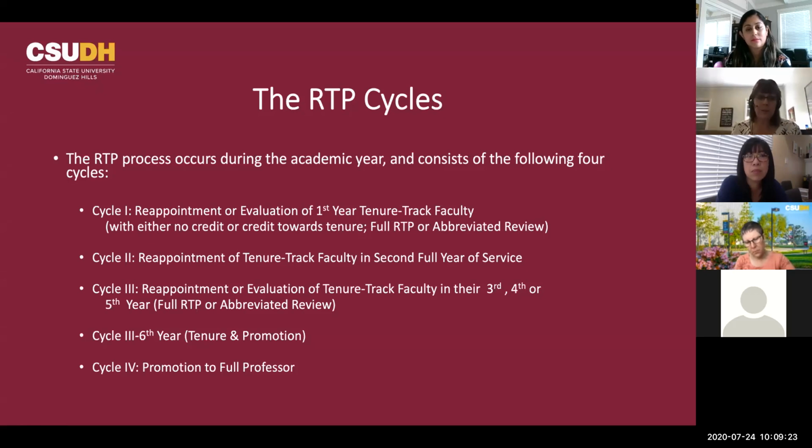And these are the other cycles. Once you clear your second full review and you are reappointed, then you proceed into cycle 3. That takes you through tenure, and then cycle 4 will be promotion to full professor. So that'll be a little ways from now.